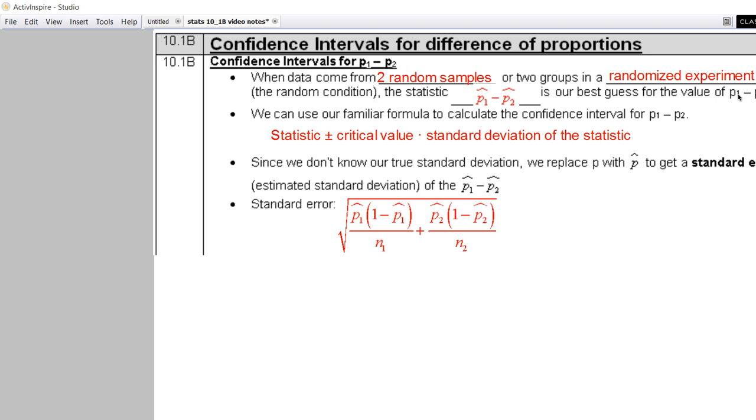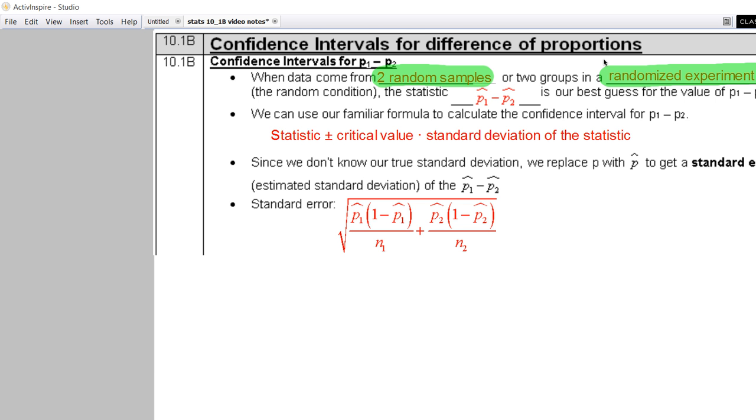So when our data comes from two random samples, so again we're looking at that random condition here, two random samples, or two groups in a randomized experiment, the statistic p hat 1 minus p hat 2 is our best guess for the value of p1 minus p2. So our sample proportions being subtracted is going to be our best guess for the population proportions.